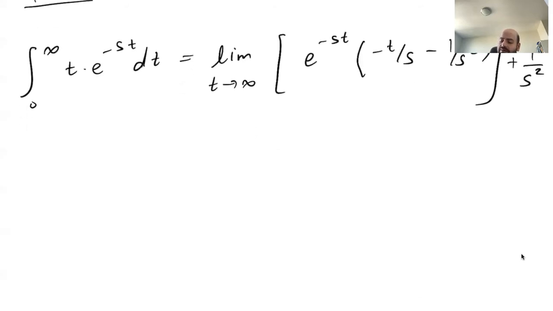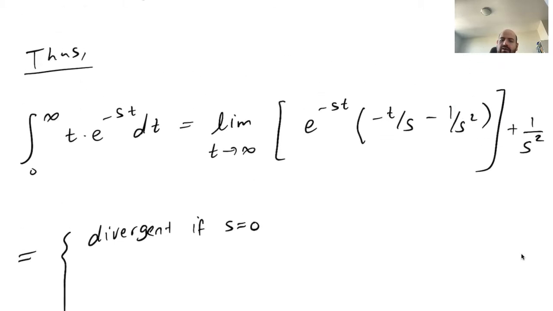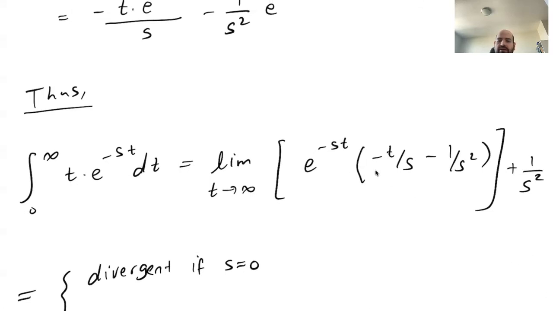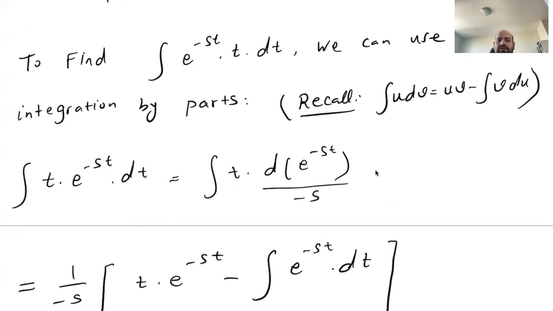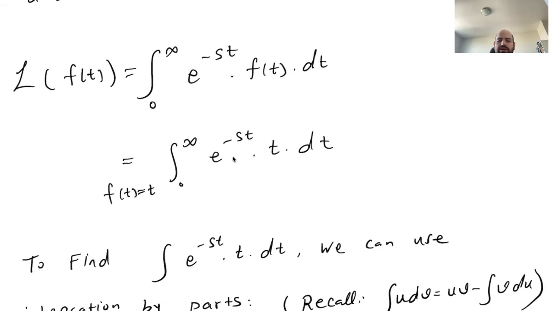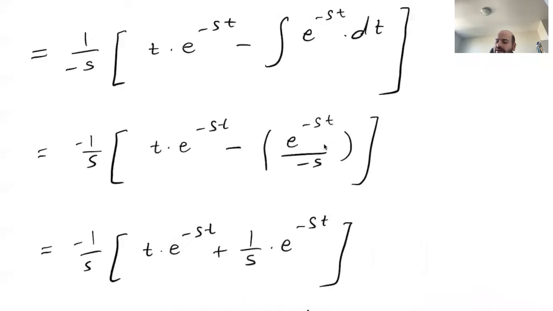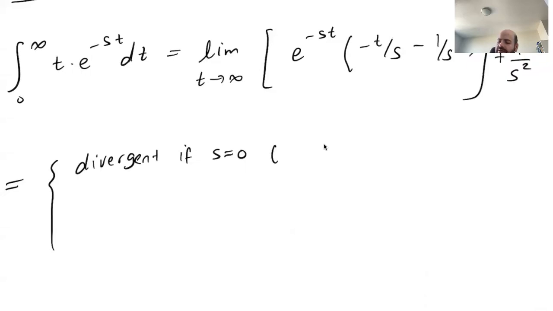So let's see the different possibilities. If s equals 0, this integral will be divergent. Why? Well, some people say if s equals 0, we cannot have 0 denominator, but we don't need that. If s equals 0, just look at the original expression for the Laplace transform. If s equals 0, this will be 1. And integral 0 to infinity t dt is divergent according to what we learned in Math 114. So in this case, it is divergent because integral 0 to infinity t dt is divergent.